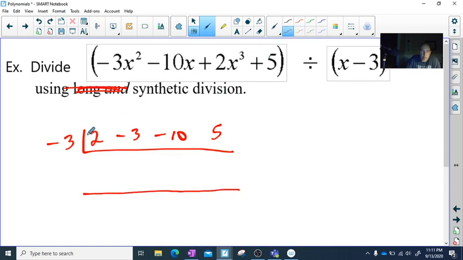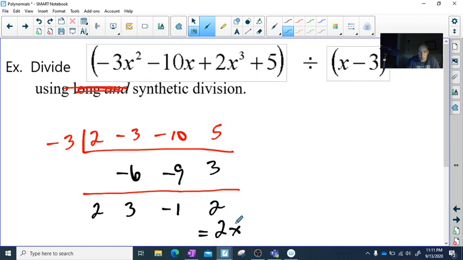Alrighty. That number, just come straight down. You multiply, put the answer here. Subtract: negative 3, subtract negative 6, that's 3. Multiply, subtract. Multiply, you get a 3. 5 subtract 3, 2. This tells me that the answer would be 2x. So I was dividing an x cubed by an x to the 1. So this will be 1 degree lower. 2x squared plus 3x, take away 1, and the remainder would be 2.